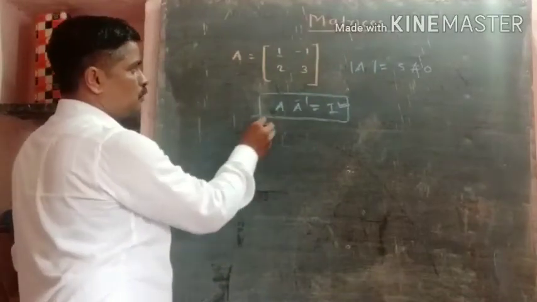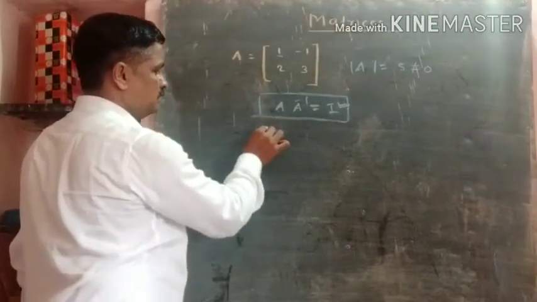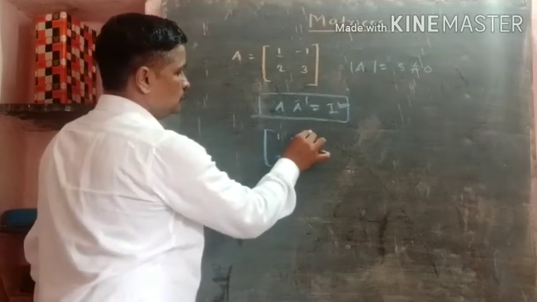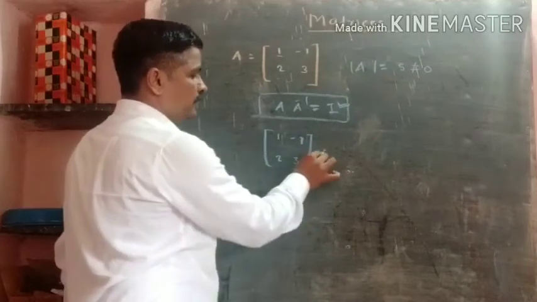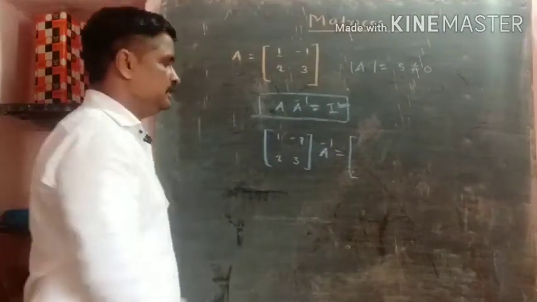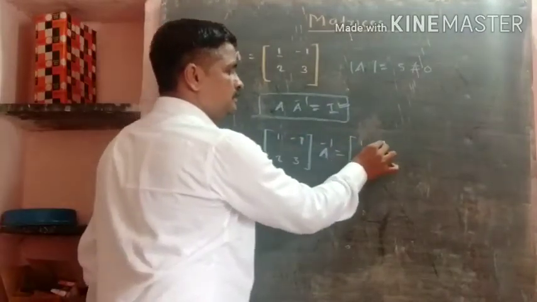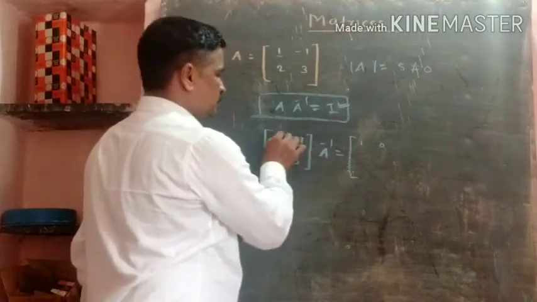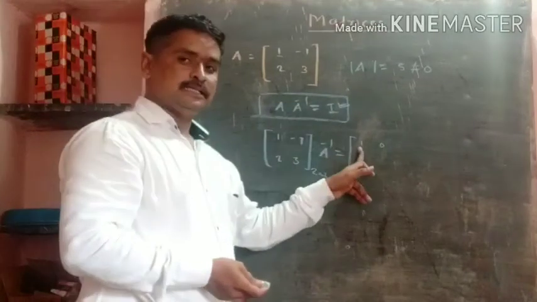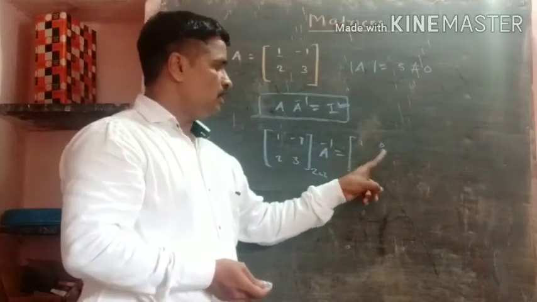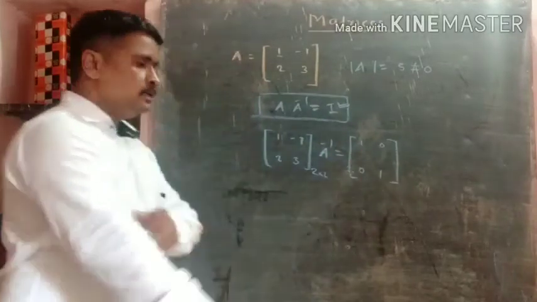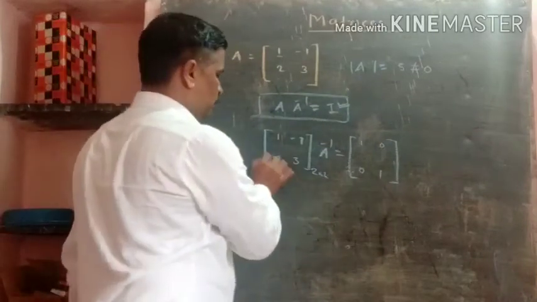That means the determinant of A is not equal to 0, so A inverse exists. So proceed. Write A as the given matrix, 1, minus 1, 2, 3. We have to find A inverse, and on the right hand side write the identity matrix of order 2 by 2, that is, a unit matrix 1 0 0 1. So what is the next procedure?